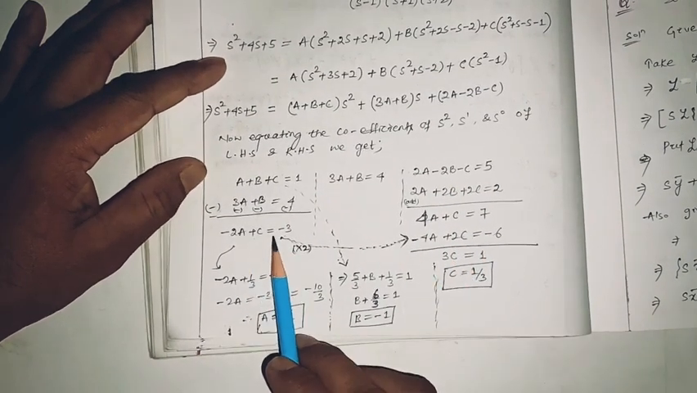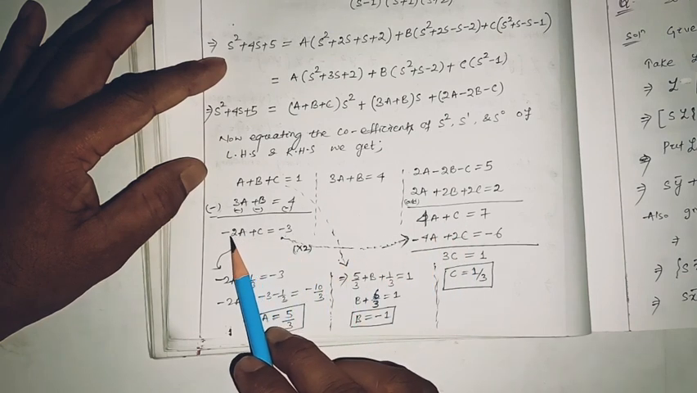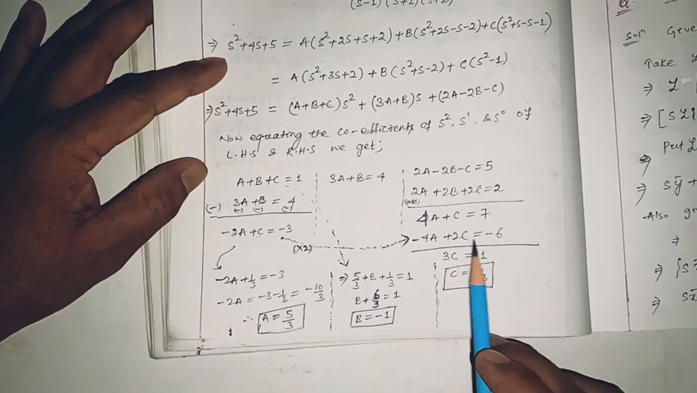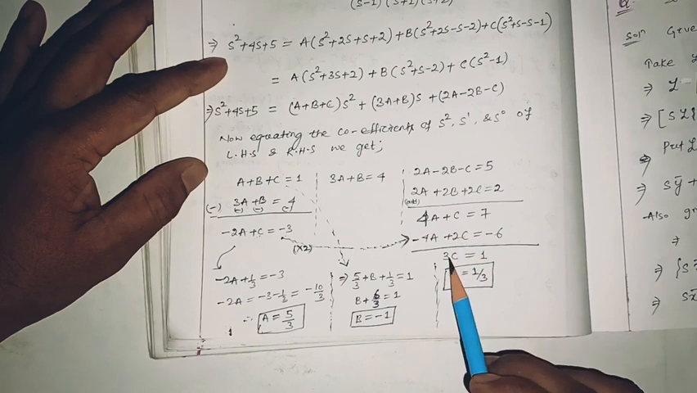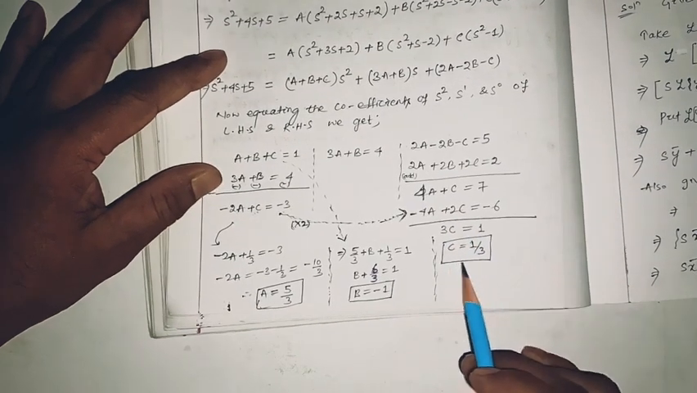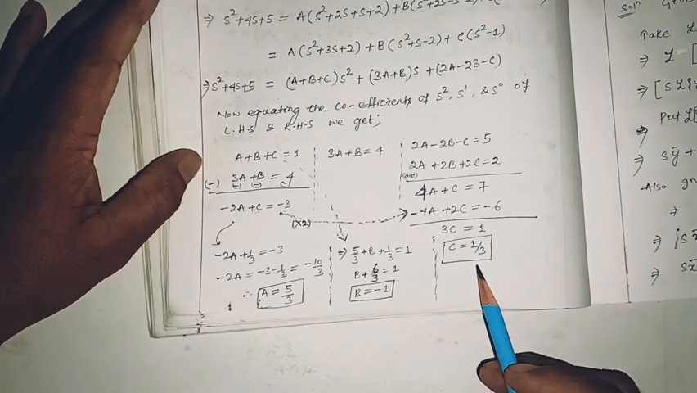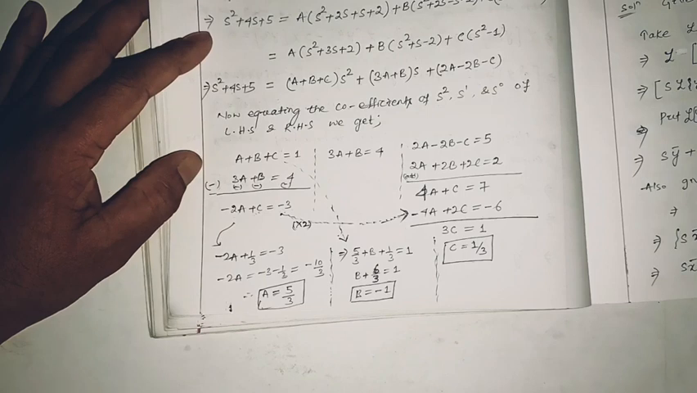And here this equation is multiplied with 2 and added with this equation. Multiplied with 2 means 4a plus 4c, sorry, 2c equal to minus 6. Just add this, 4a minus 4a got cancelled, this will be 3c equal to 1, c equal to 1 by 3. We found here c equal to 1 by 3.